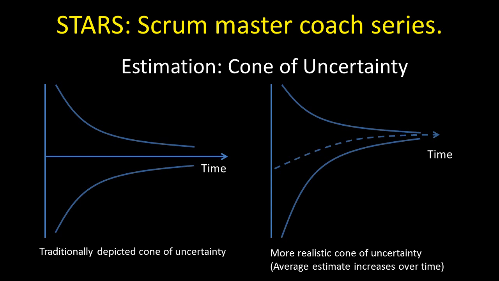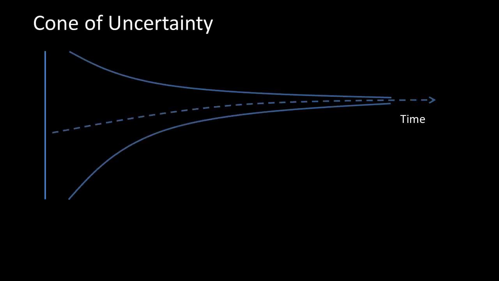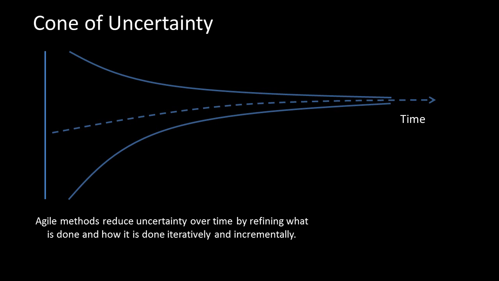But I'm sorry, I think even that isn't accurate enough. It's not the right depiction. And what I'm going to show you is the way I think uncertainty really behaves and what that means in terms of estimating. So if we take an Agile method, and here I'm talking about capital A Agile as defined by the Agile Alliance, and those methods include things like Scrum, extreme programming, feature-driven development, and so on.